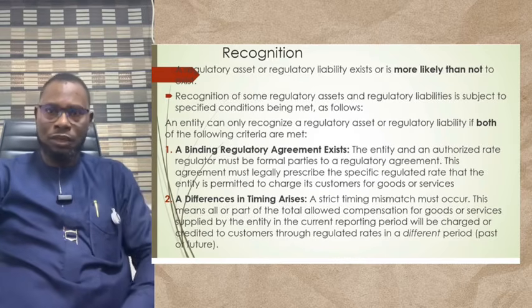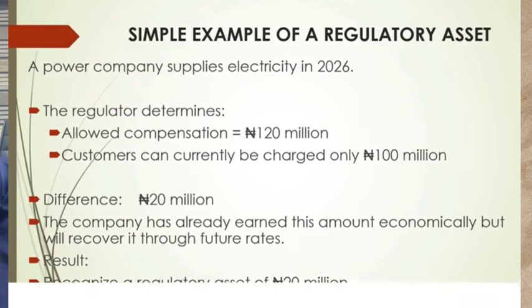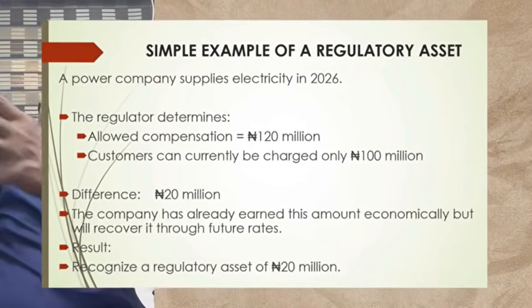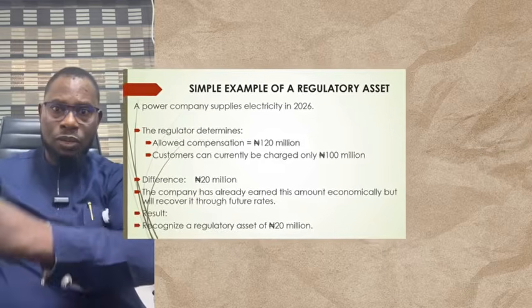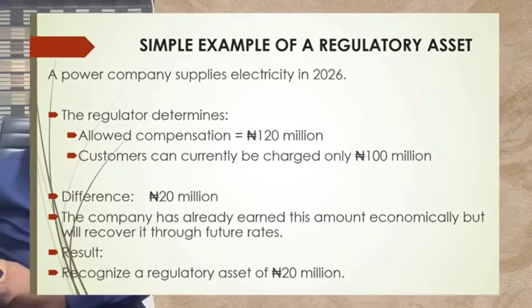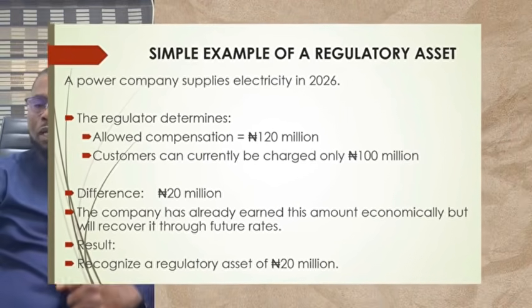Well, let's look at a simple example of a regulatory asset. A power company supplies electricity in 2026. The regulator determines that allowed compensation is 120 million naira. But the regulator says customers can currently be charged only 100 million naira. You see that? So the company has delivered 120 million naira worth of services, but the regulator says you can only charge 100 million out of 120 million.